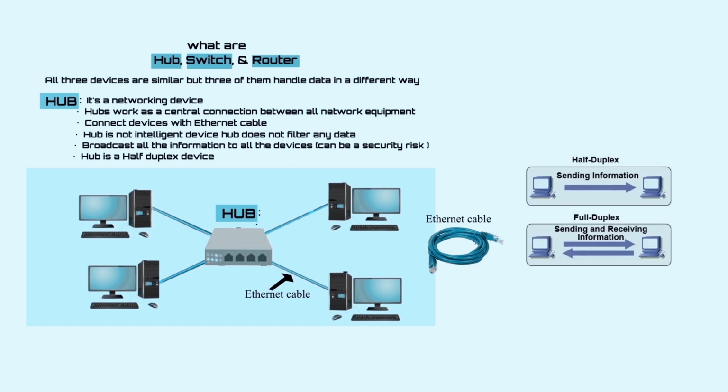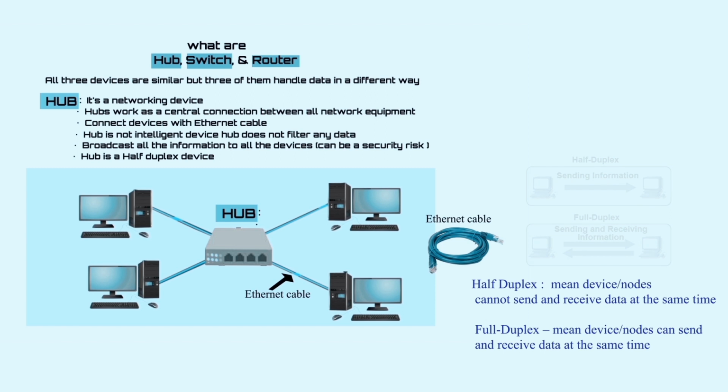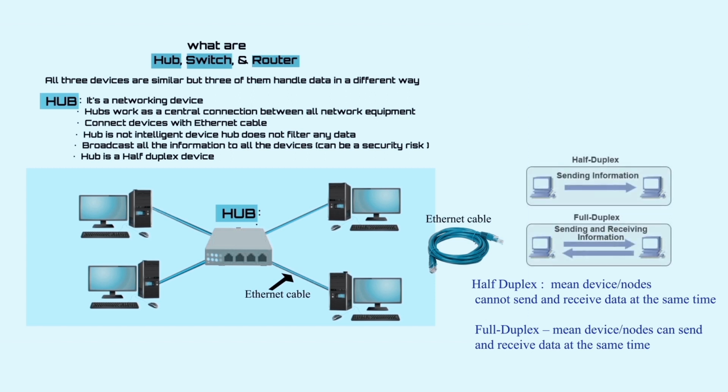A hub can be a security risk. A hub is a half duplex device. Half duplex means devices or nodes cannot send and receive data at the same time, for example, a walkie-talkie. Full duplex means devices or nodes can send and receive data at the same time.